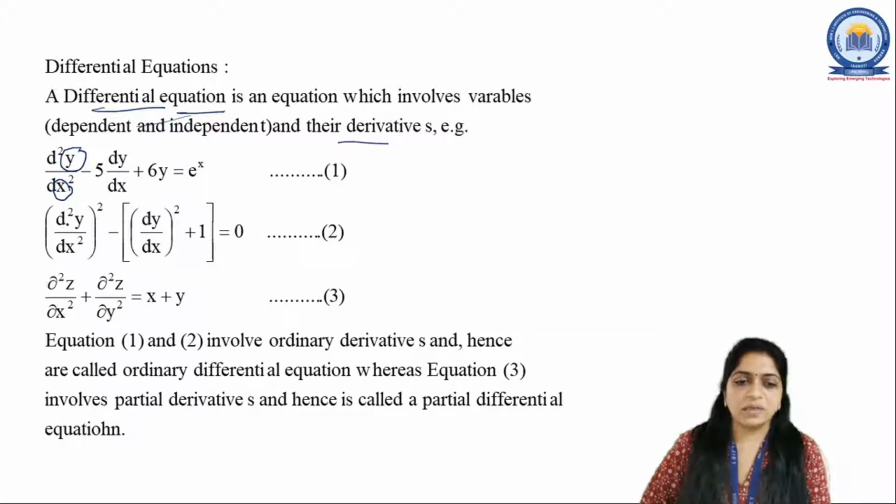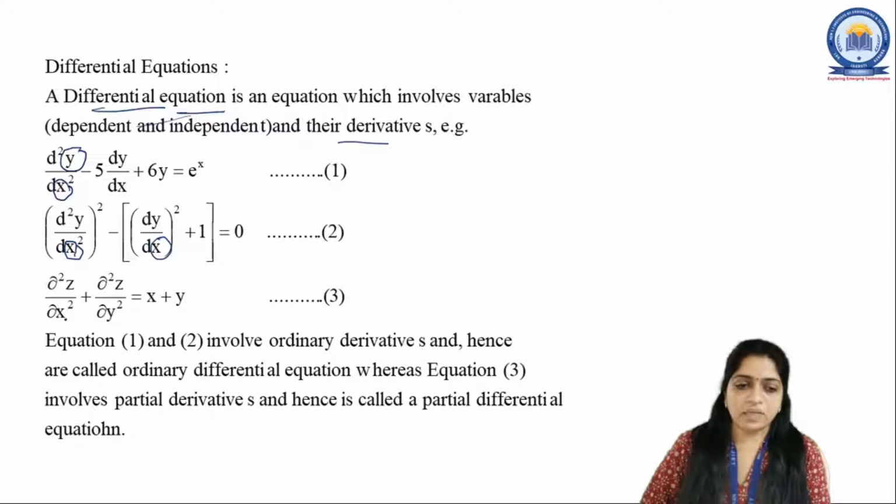Second equation, (d square y upon dx square) whole square minus (dy by dx) whole square plus 1 equal to 0. Again the independent variable is one, so this is an ordinary differential equation. But in the third equation, del square z upon del x square plus del square z upon del y square equal to x plus y.